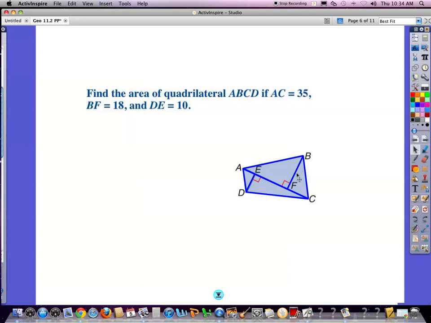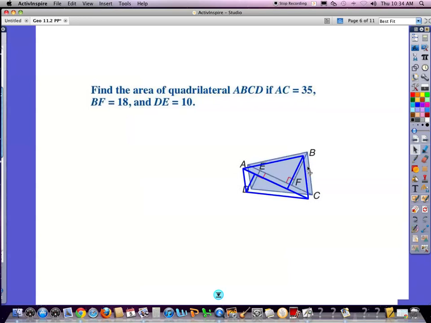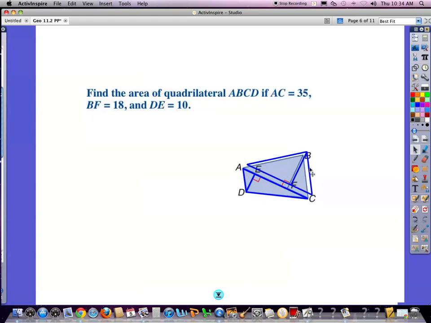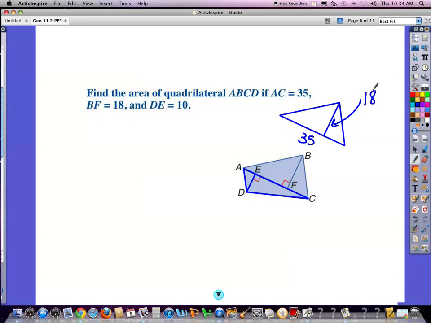And I see triangles, and actually there's lots of little triangles. Aha, do you see that triangle right here? This is going to be one of our triangles. And there's our other triangle right here. So AC is 35. I'm going to move this triangle out, and I'm going to label that side of it 35. BF is 18. That's that little piece right there. And DE is 10, so that's on this other triangle.